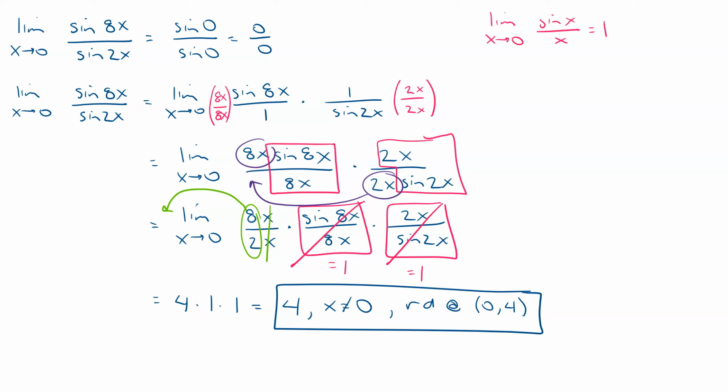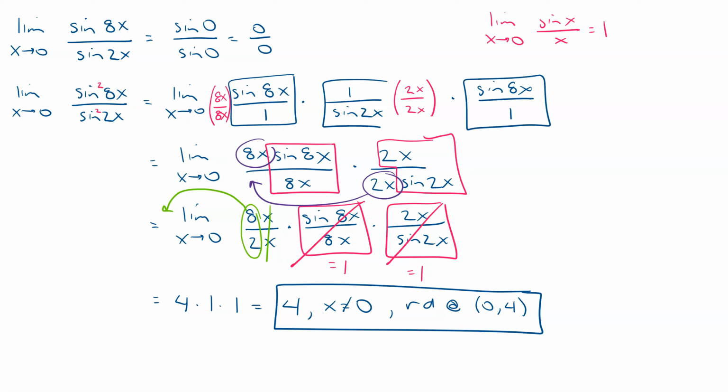And before we're done, let's come back to this problem one more time. Pretend this had been sine squared 8x over sine squared 2x. What would be different then? Well, we would just have two of the same thing. We would have sine 8x over 1 times sine 8x over 1 times 1 over sine 2x times 1 over sine 2x. We would do this entire process.